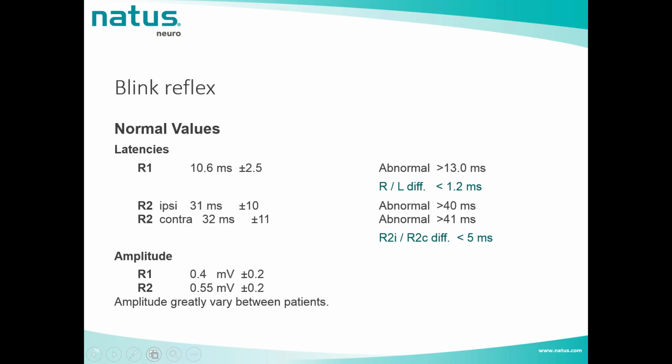For blink reflex, there are normative values that I provide you in this slide. There are normative values for R1 and R2 on each side of the patient, but also what will be important is the difference of latency side by side. So for example, the difference of latency for the R1 between the right side and the left side of stimulation has to be below 1.2 milliseconds. And for the R2 response, the difference between the ipsilateral side and the contralateral side should be below 5 milliseconds.